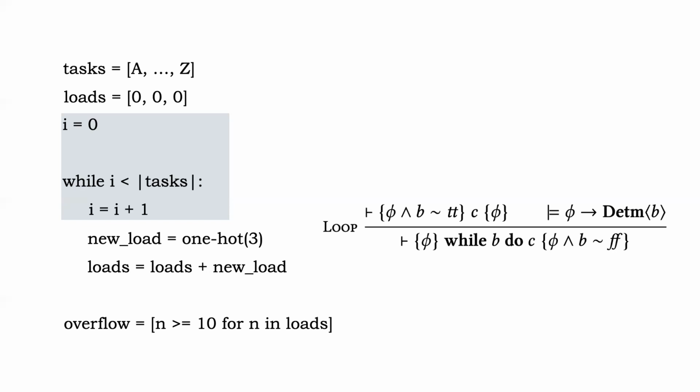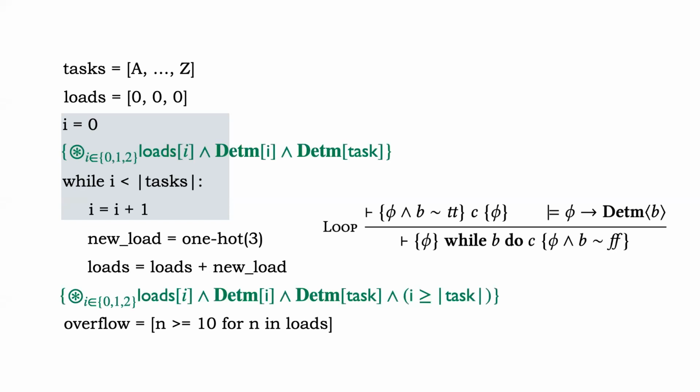Now we can add some other information to our assertion, so that we indeed guarantee that we are deterministic. For instance, we can say that i is deterministic and task is deterministic, and so we can do this deterministic check. So the logic allows you to reason about determinism versus non-determinism. And you can apply a rule like this only when you have this check. Okay?